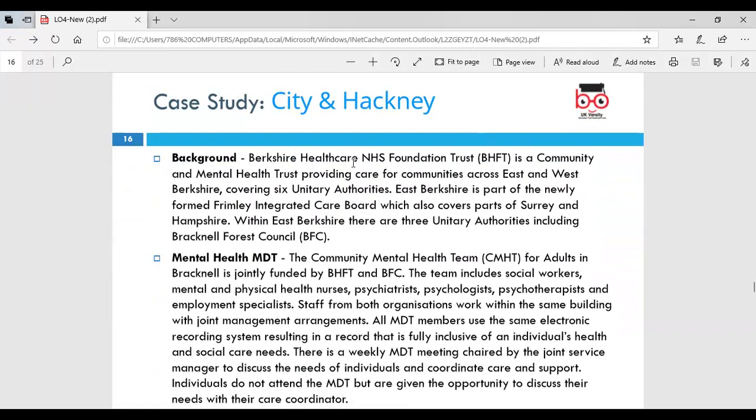Berkshire Healthcare NHS Foundation Trust is a community and mental health trust providing care for communities across East and West Berkshire and covering 6 unitary authorities. East Berkshire is a part of the newly formed Frimley integrated care board, and it also covers parts of Surrey and Hampshire. Within East Berkshire there are 3 unitary authorities, including Bracknell Forest Council, BFC.